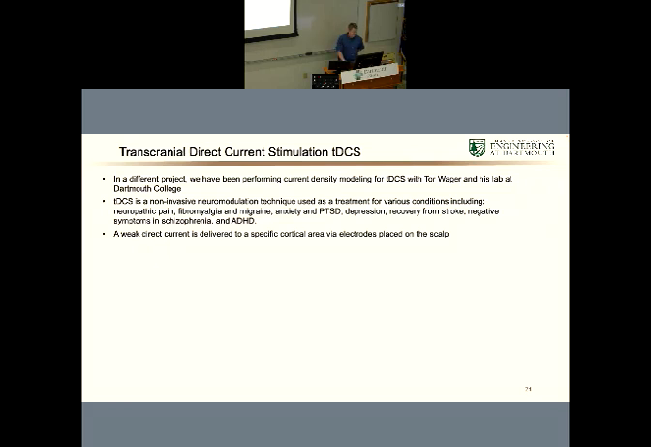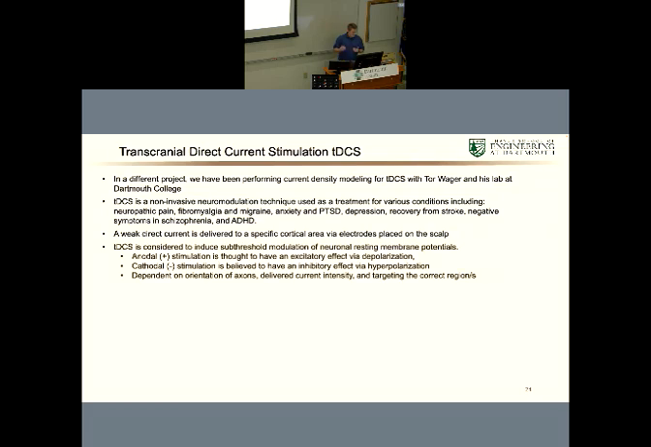So a weak direct current is delivered to a specific cortical area. And when I say weak direct current, it's on the order of a few milliamps, on the DC level, so the subject would feel tingling, but it doesn't actually shock the person or directly activate neurons. And so the theory is it induces subthreshold modulation of neuronal resting membranes. So in certain areas you change that a little bit, and the neurons are more likely to fire.